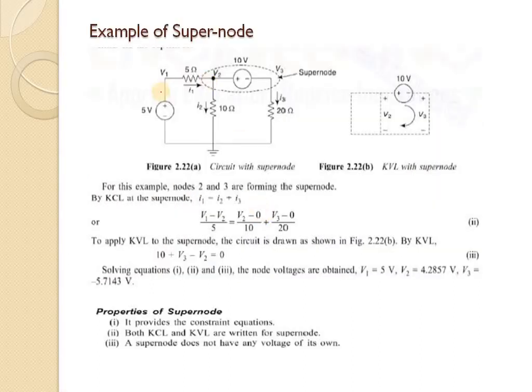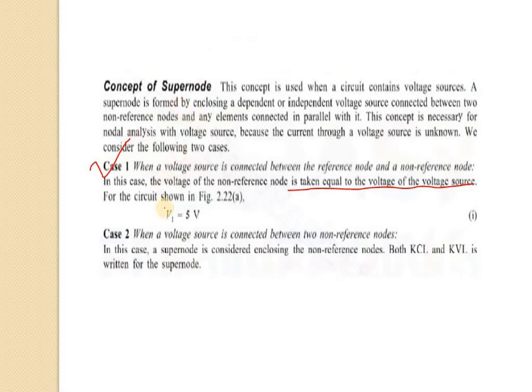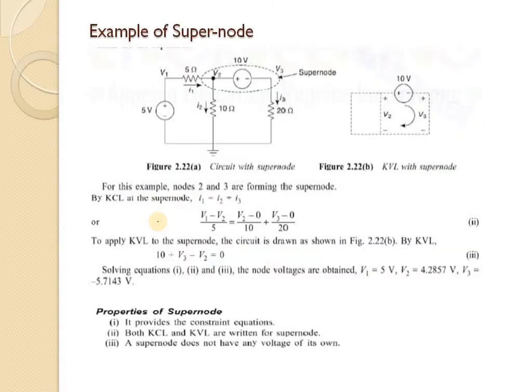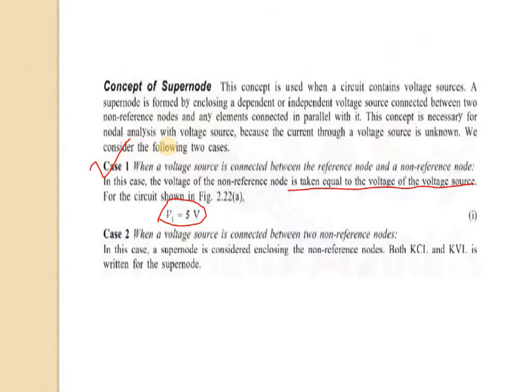For this case, this is the circuit. Here voltage V1 we will take as 5 volts. See, this is the voltage V1, and here we will consider that the voltage is 5 volts, because the voltage of the non-reference node is taken equal to the voltage of the voltage source.